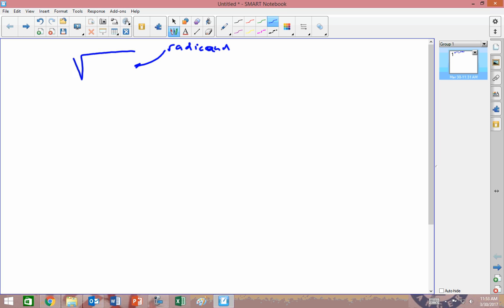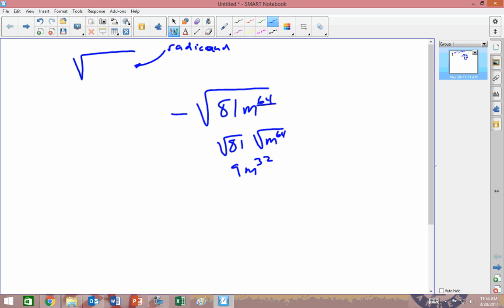All right, what about a negative on the outside? Negative square root of 81 m to the 64th. Okay, this is tricky. Square root of 81 is 9. And 64, we divide that by 2. Good job, Brandon. So the square root of m to the 64th is not m to the 8th. It's m to the 32nd power. And then we just bring our negative down since it's on the outside. Okay? Negative 9m to the 32nd power.